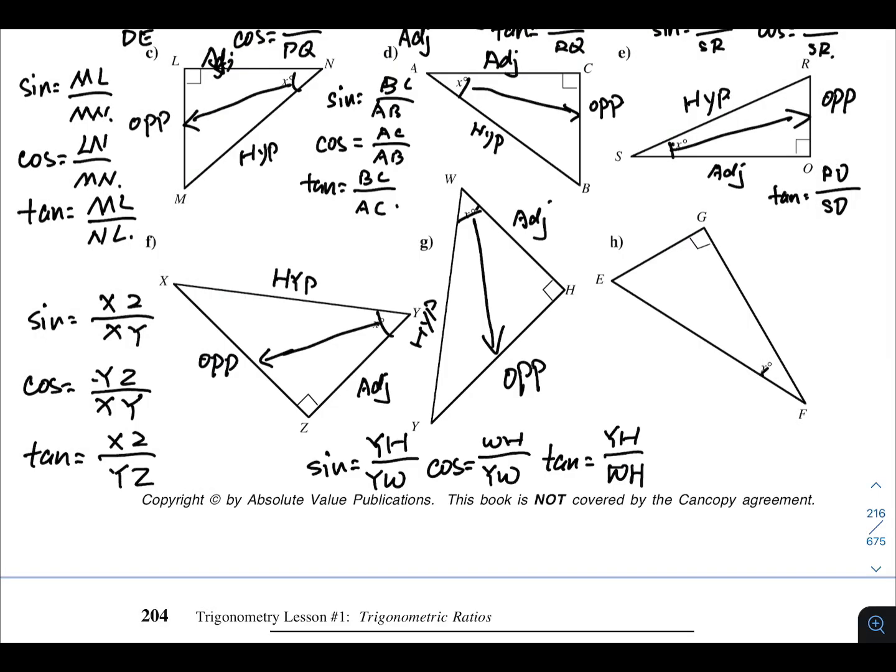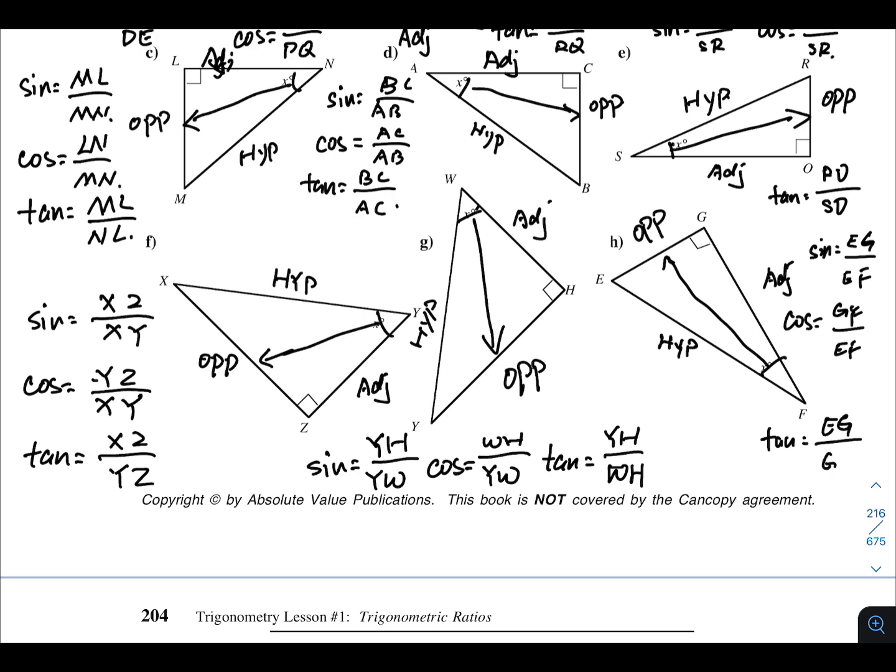And for the last one, this is the angle, this one is the opposite, this one is the hypotenuse, and the last one is adjacent. The sine is opposite EG divided by the hypotenuse EF. And the cosine is adjacent GF divided by hypotenuse EF. And the last one is tangent, the opposite EG divided by adjacent GF.